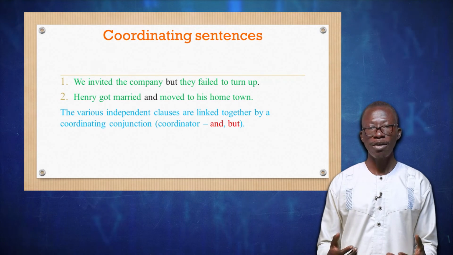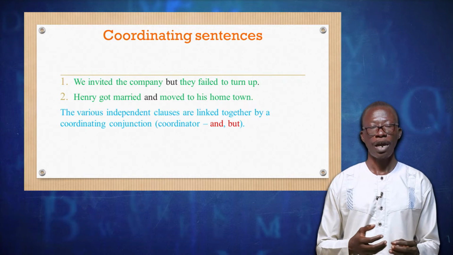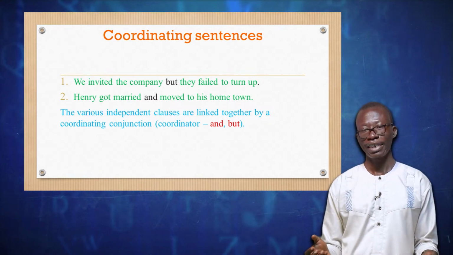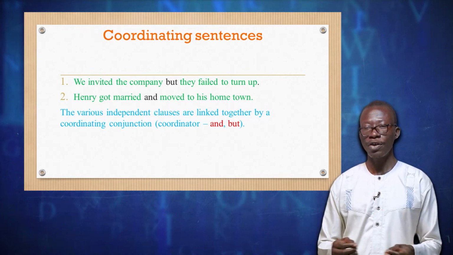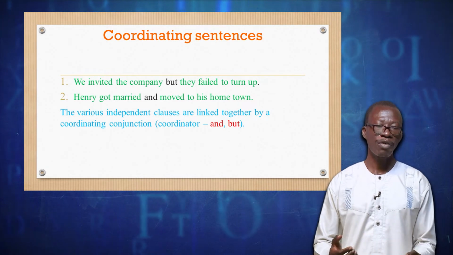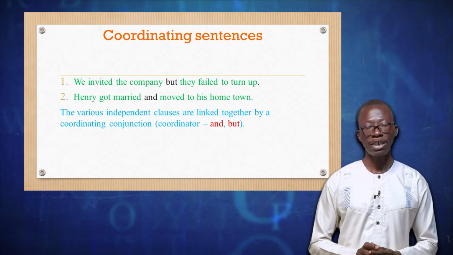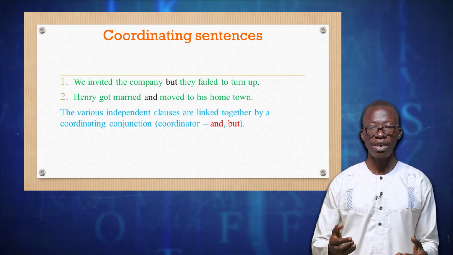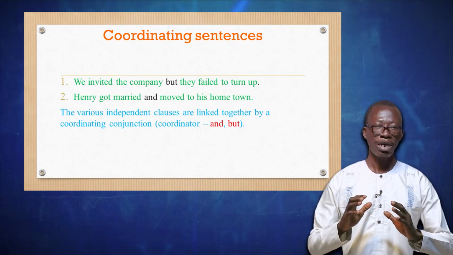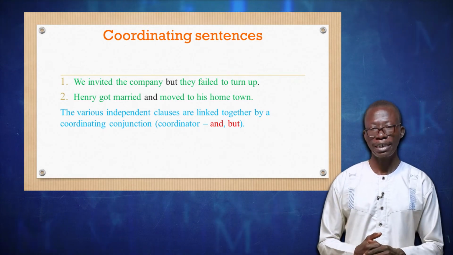Now, the various independent clauses are linked together by a coordinating conjunction. A coordinating conjunction can simply be termed a coordinator. So when you hear me use coordinator, or when you read and you hear a coordinator, it is simply referring to a coordinating conjunction. Two of the coordinators are "and" and "but." So independent clauses are always linked together by coordinators.